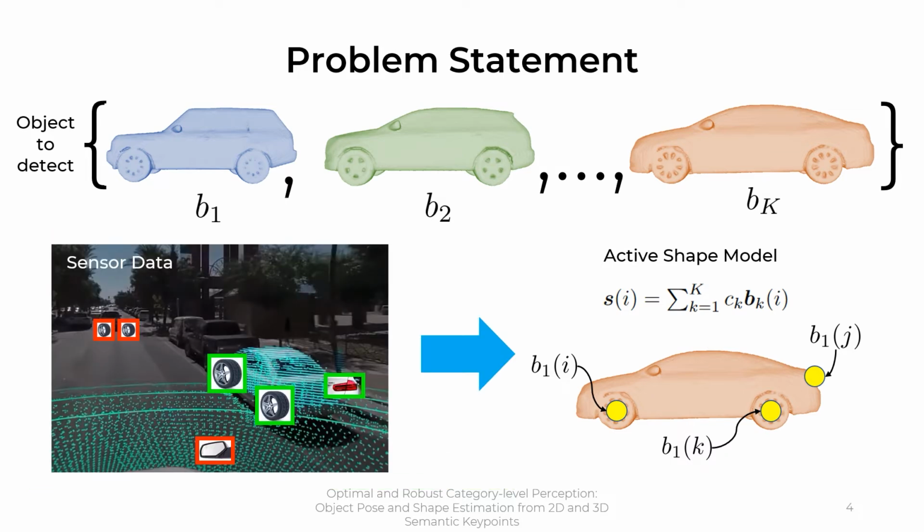Based on this model, we then adopt a standard formulation where pose and shape are estimated from 2D or 3D key points. Such inputs may be the output of some neural networks and may contain outliers.